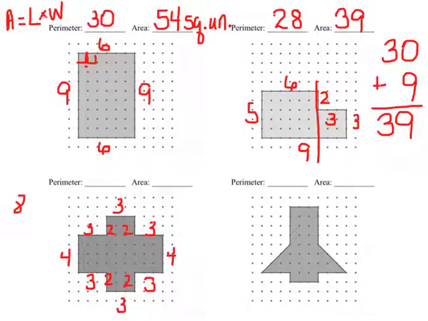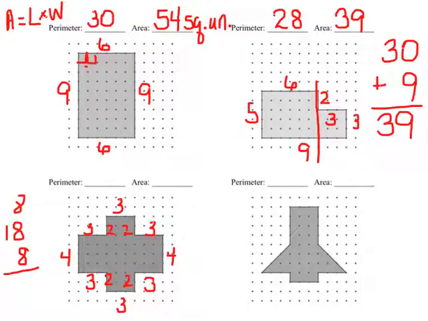And how many 3's do I have? 1, 2, 3, 4, 5, 6. I have 6 3's, and 6 times 3 is 18. And then let's see how many 2's do I have? 1, 2, 3, 4 2's, and 4 times 2 is 8.